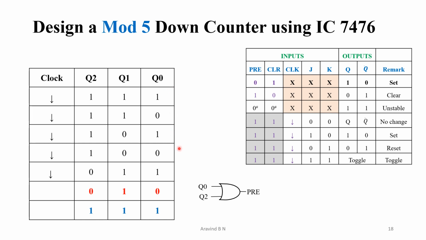In all other cases, output of this OR gate remains as 1, which is not going to affect the regular down count operation, whereas in this particular case, these two bits become equal to 0, which makes the input preset equal to 0, which sets the output back to the value 1, and again we are going to get 1, 1 and 1, right? So let's have a step-by-step understanding of it.